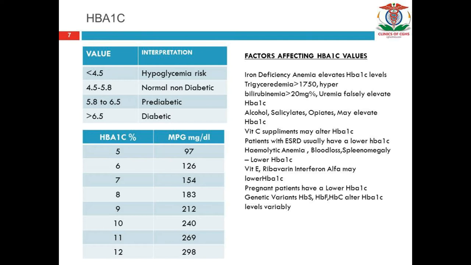So HbA1c should be interpreted depending on other confounding factors, because there are conditions in which HbA1c can be lower than normal or higher than normal, and there is a discrepancy between the fasting sugars and HbA1c. The two most important conditions in which HbA1c is altered in our OPDs are iron deficiency anemia and kidney disease, CKD. In iron deficiency anemia, there are normally elevated HbA1c levels, and in kidney disease, ESRD, they have lower HbA1c levels. So there is a discrepancy, and you have to interpret HbA1c in that fashion.